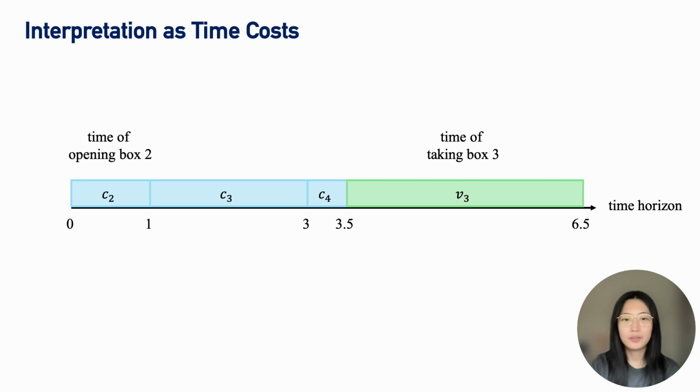In addition, we try to define the status of a box in the following way. So let's consider the third box. It is originally closed, and at time 1, we start to open it, and the opening cost of box 3 is 2. So we say that box 3 is being opened during time 1 to 3. And afterwards, we say box 3 is opened. And in the algorithm, a box is available for being taken as long as it is opened.